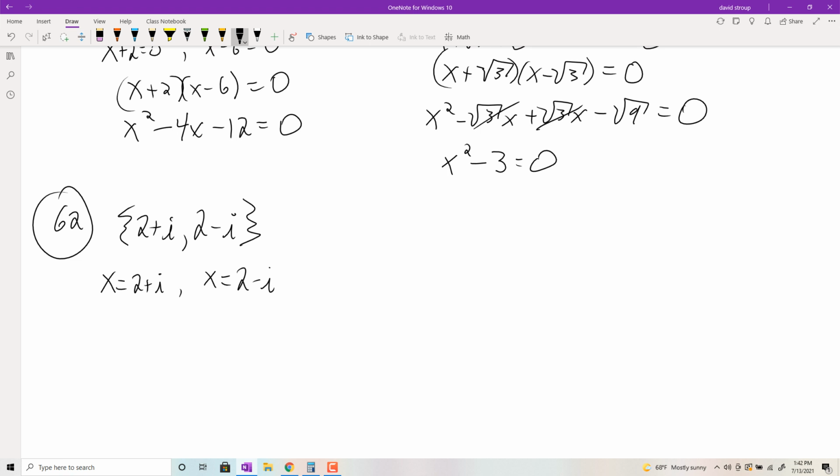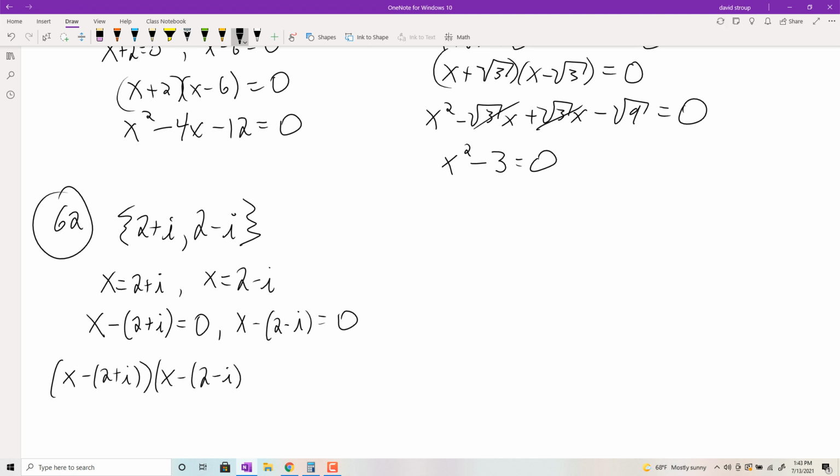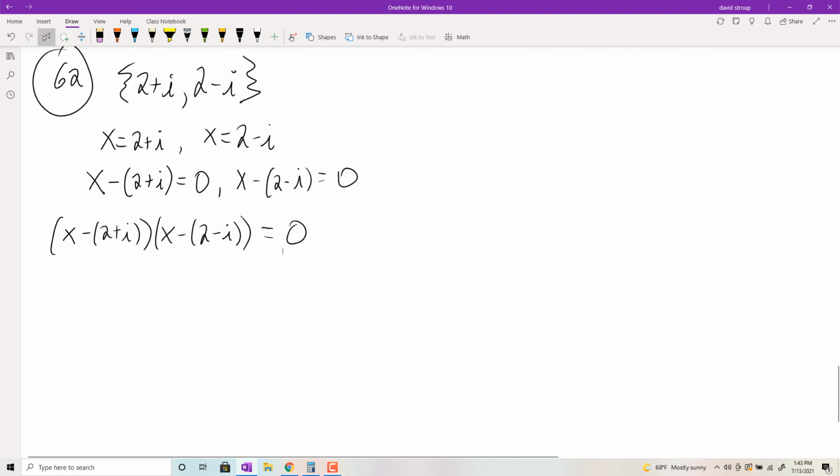When I move these over, I'm not going to go minus 2 minus i. I'm going to go minus this whole imaginary complex number. So x minus 2 plus i, and then the other one, x minus 2 minus i. So then I'll have x minus 2 plus i times x minus 2 minus i. And then I'm going to FOIL those out.